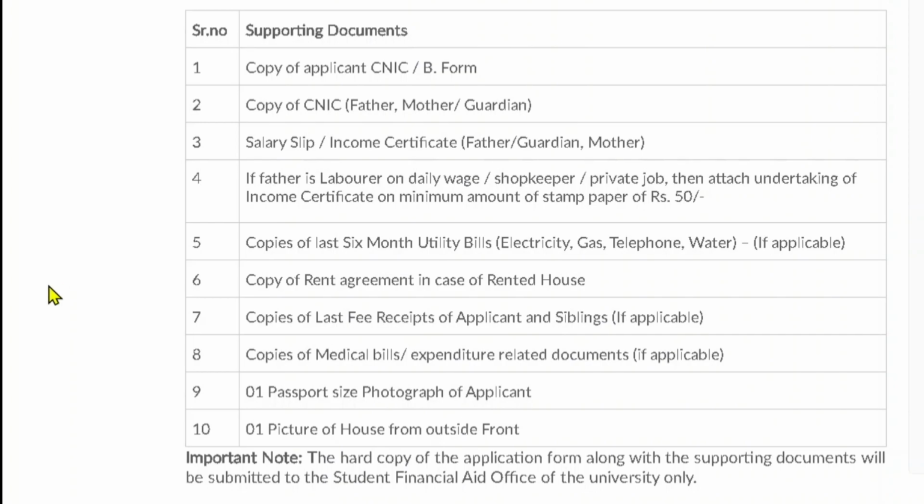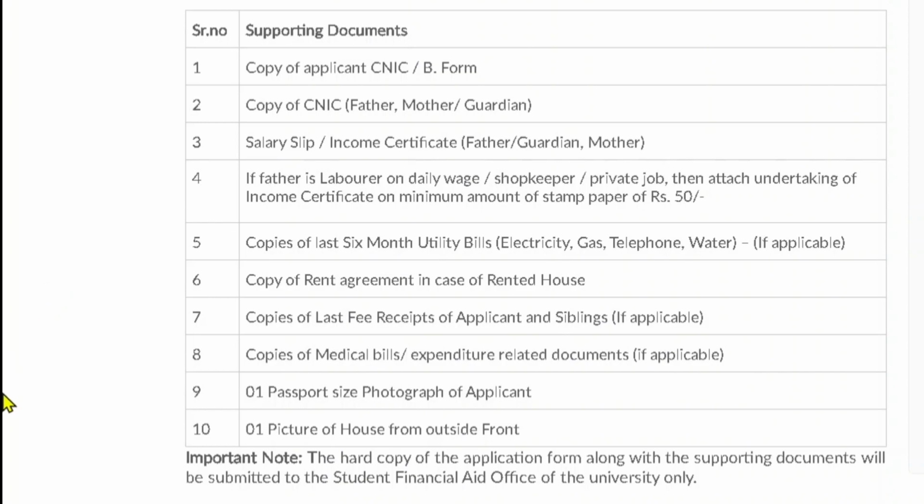And you need to give a copy of the rent agreement in case of a rented house, copies of last fee receipts of the applicant and siblings if applicable, copies of medical bills, expenditure related documents, one passport size photograph of the applicant, and one picture of the house from the outside front.